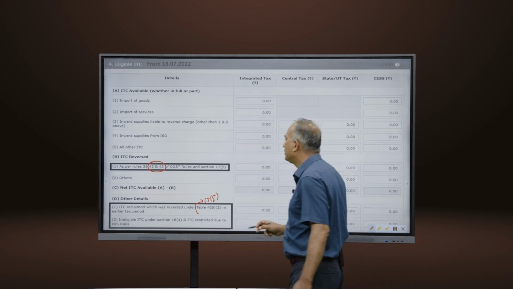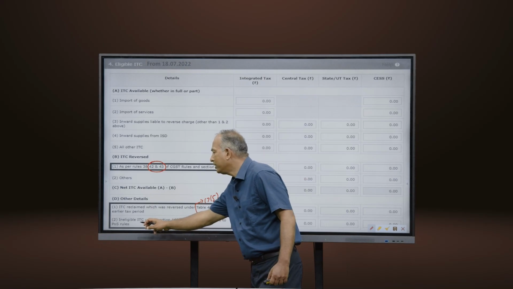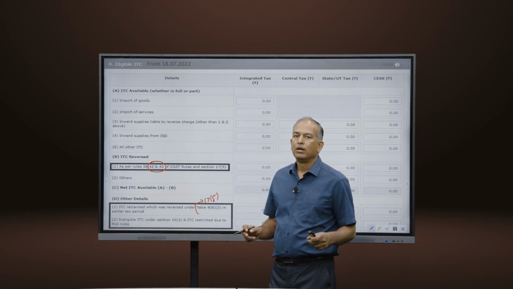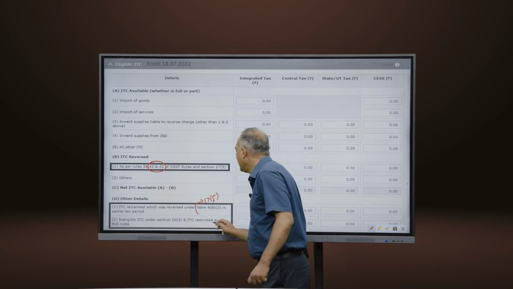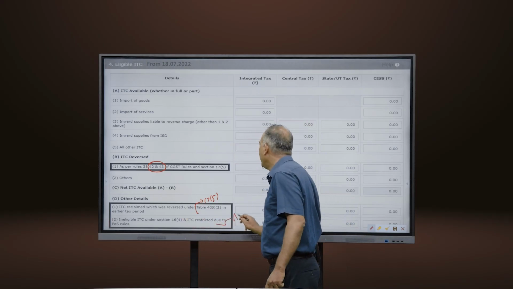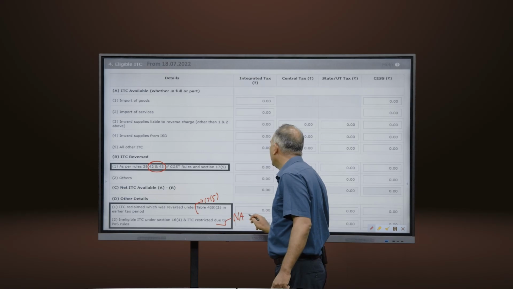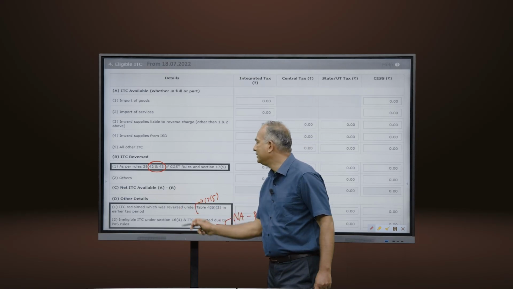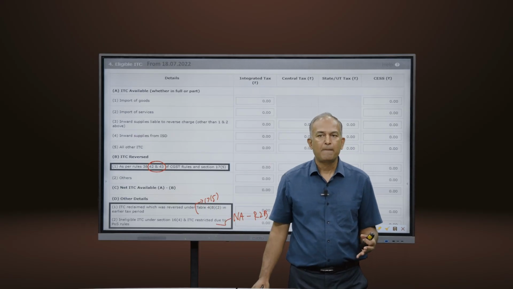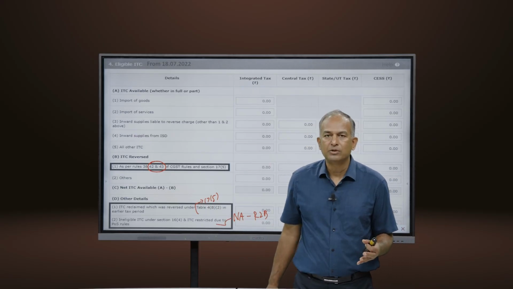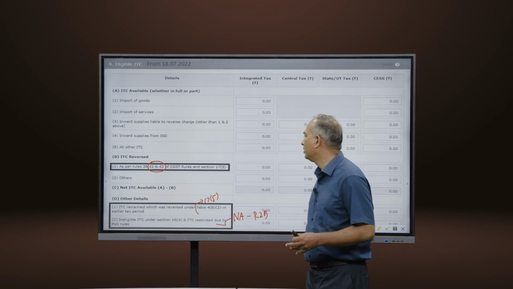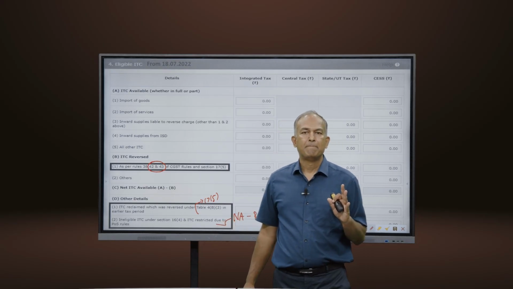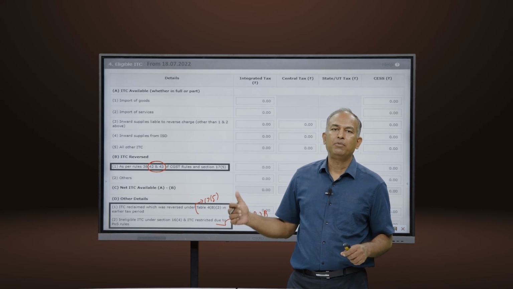If you just read this, you will relate it to something. What will you relate it to? It is nothing but the not available part of your 2B. That is, ineligible ITC under section 16.4, and the place of supply ITC restricted due to place of supply rules. Now, this is a change that happens from 18/7/2022.